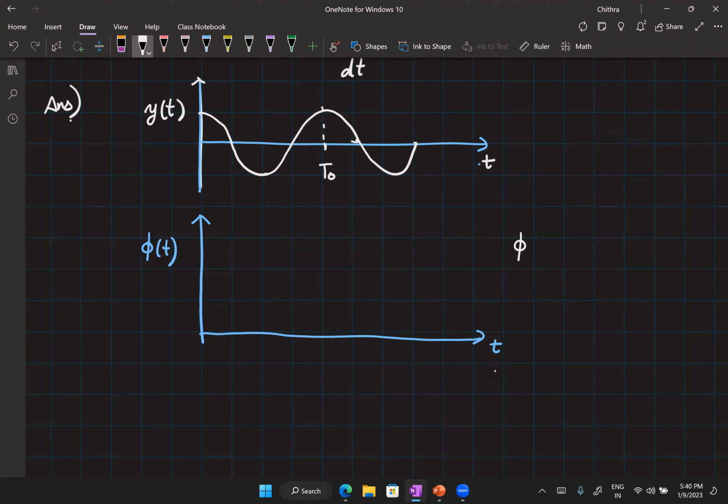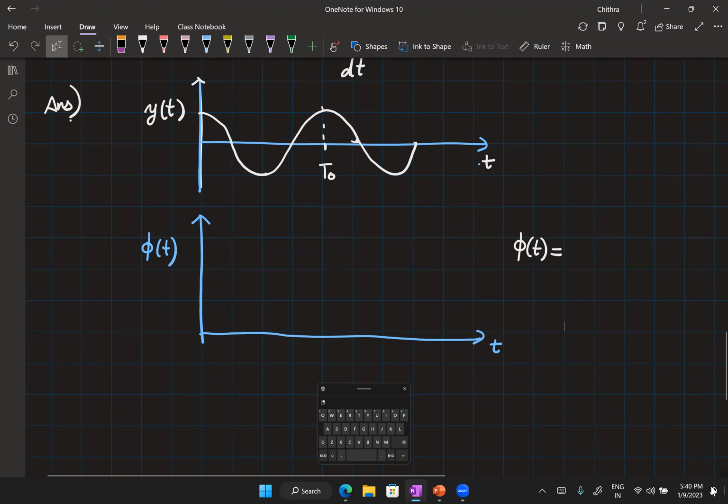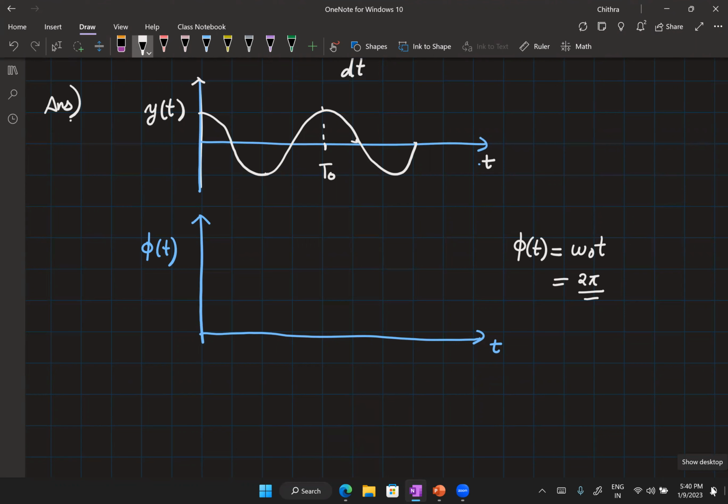So what is the expression for phi of t? So this is omega naught t. This is equal to 2 pi by t naught into t. So at the instant t naught, what should be the value? It should be equal to 2 pi. At 2t naught, this will be equal to 4 pi. So this is an important result here. So for every time period, you have a phase accumulation of 2 pi.